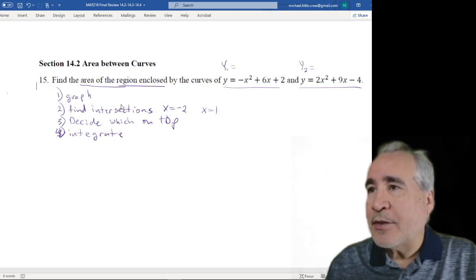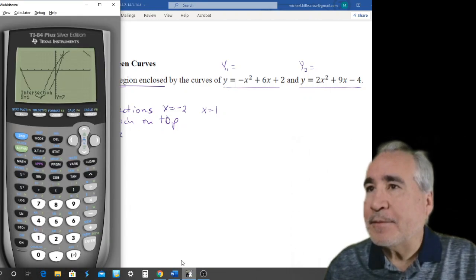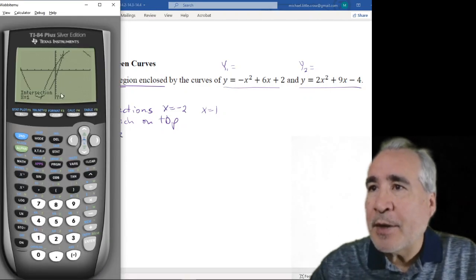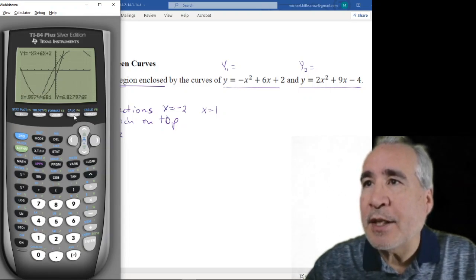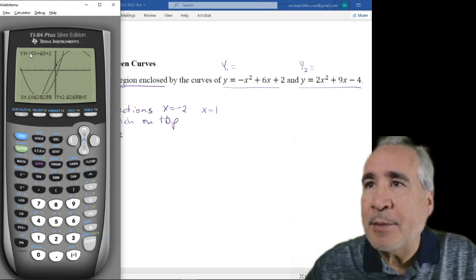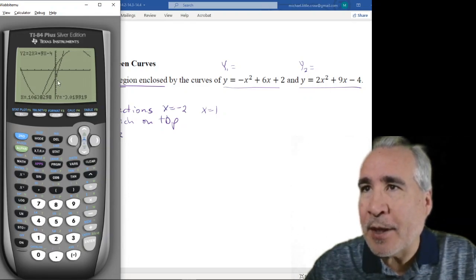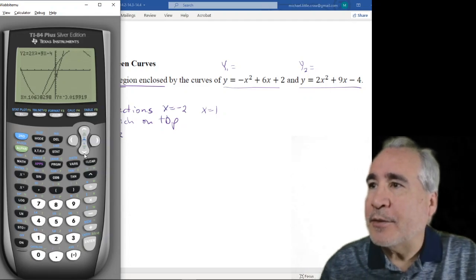Secondly, now let's decide which one's on top and which one's on the bottom. One way to do that is if you hit the trace key, it's going to be on one of them. And I can see this one is the top one, and up here it tells me that's Y1. Okay, so Y1 is on top, and if I go down, Y2 is on bottom. So I want Y1 minus Y2.